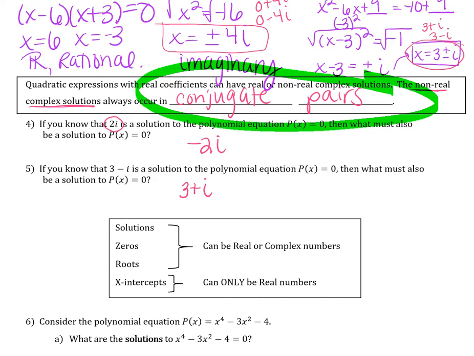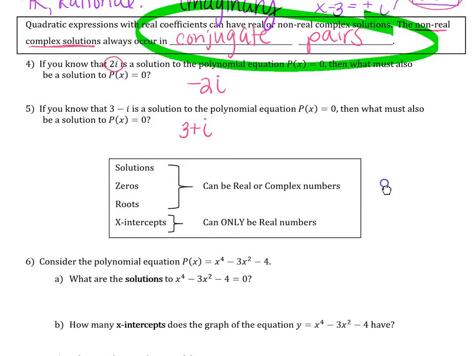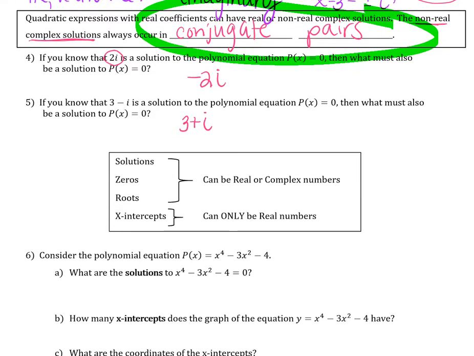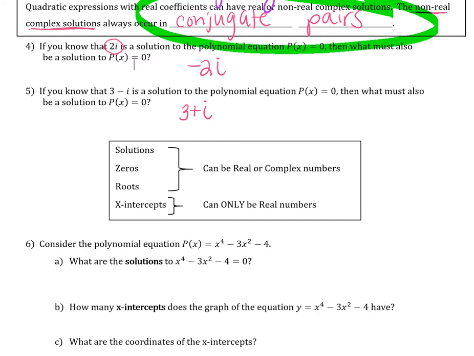Now, I do have a slight typo here that I need to fix, just with some terminology that you guys will hear me using. When I say solutions, zeros, roots, those are all the same thing. They can be either real or, they should say, imaginary. Oopsies, imaginary. Okay, so for example, if I get x equals 2, that is a solution, a root, a zero.